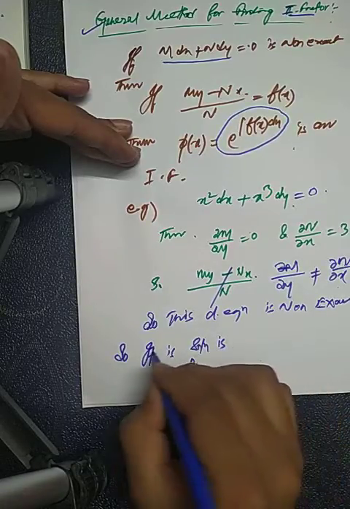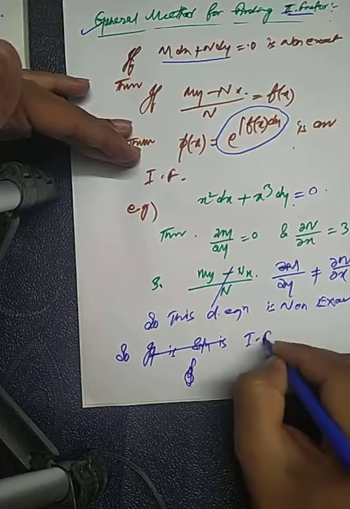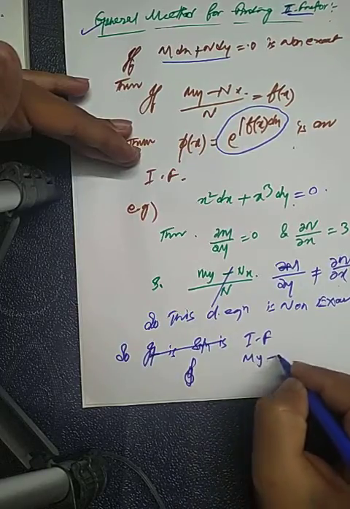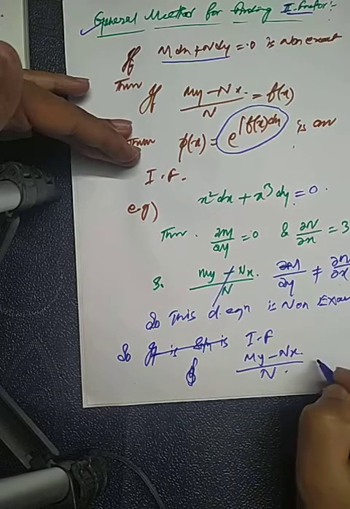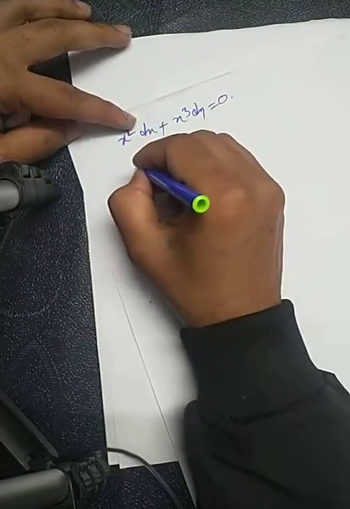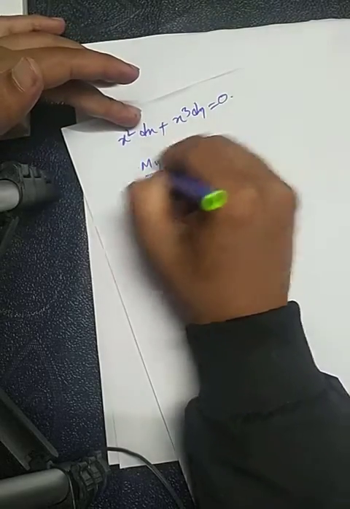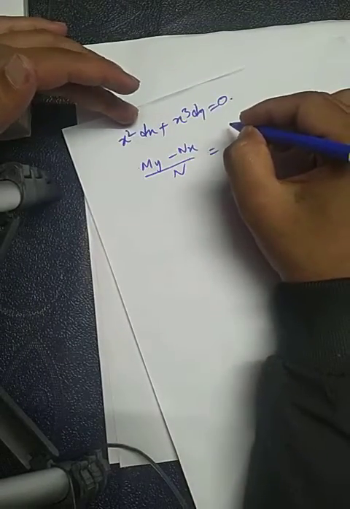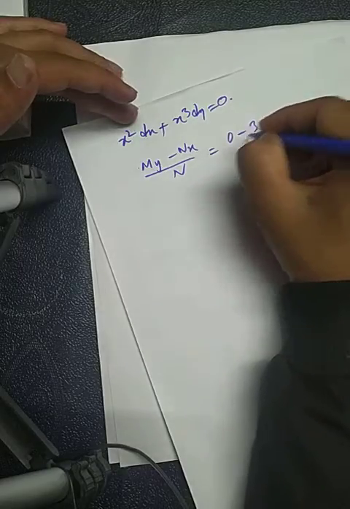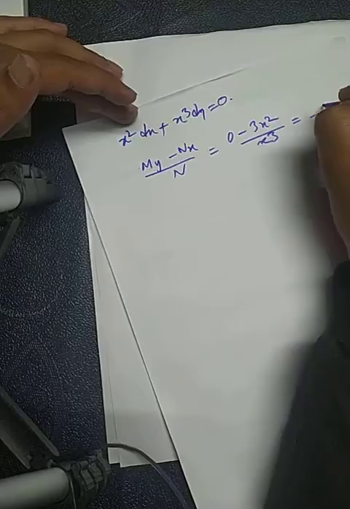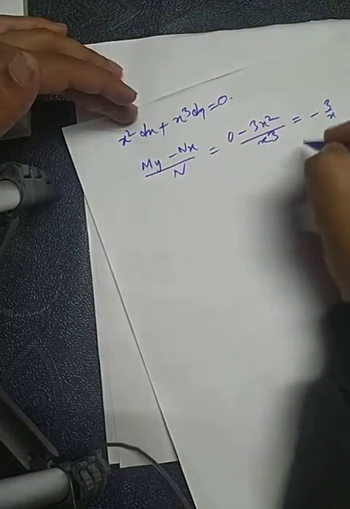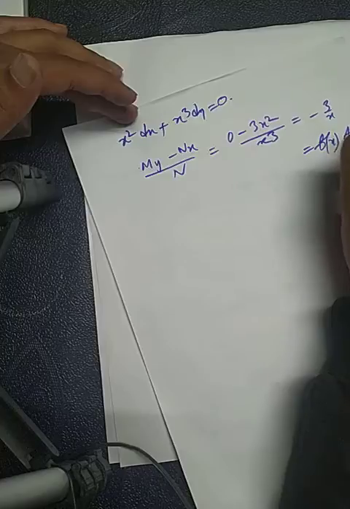So its integrating factor will be found from (∂M/∂y − ∂N/∂x). What is most important is what we have and what we are trying to calculate. So x² dx + x³ dy = 0, and (∂M/∂y − ∂N/∂x) divided by N is equal to (0 − 3x²) divided by x³, which is −3/x, a function of x alone.